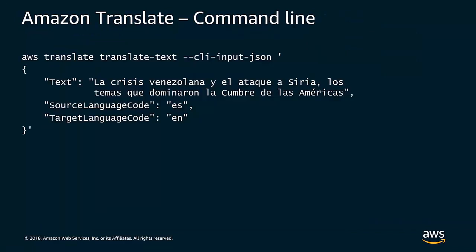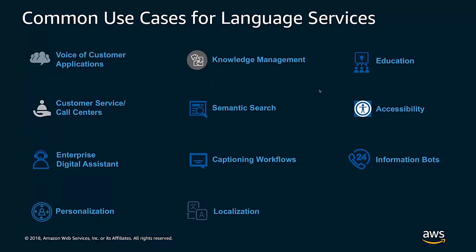If you were trying to use the command line for yourselves, here's the sort of syntax that you might use. Now let's talk a little bit about how customers could use these services. Language services in general could be used for things like enterprise digital assistance, thinking about the likes of Lex and Polly, semantic search with the likes of Amazon Comprehend. You can look at accessibility-based use cases with Transcribe and Translate. One of the important things that I wanted to try out today was to show you how you might subtitle video.